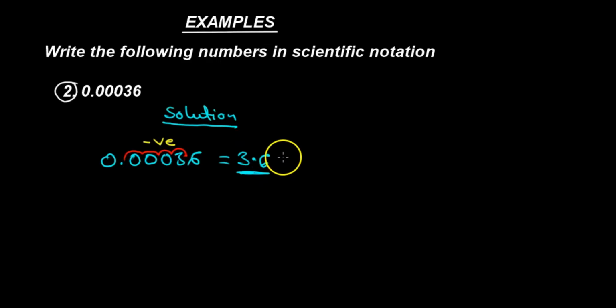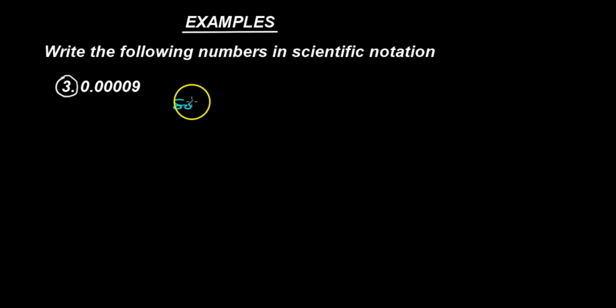So my coefficient is correct. So I need my power of 10, times 10. How many steps did I move? I moved 1, 2, 3, 4 steps, and I moved from the left to the right. So my exponent is negative. I've also converted this into scientific notation. Always make sure that the coefficient is always less than 9. So this is my last example.